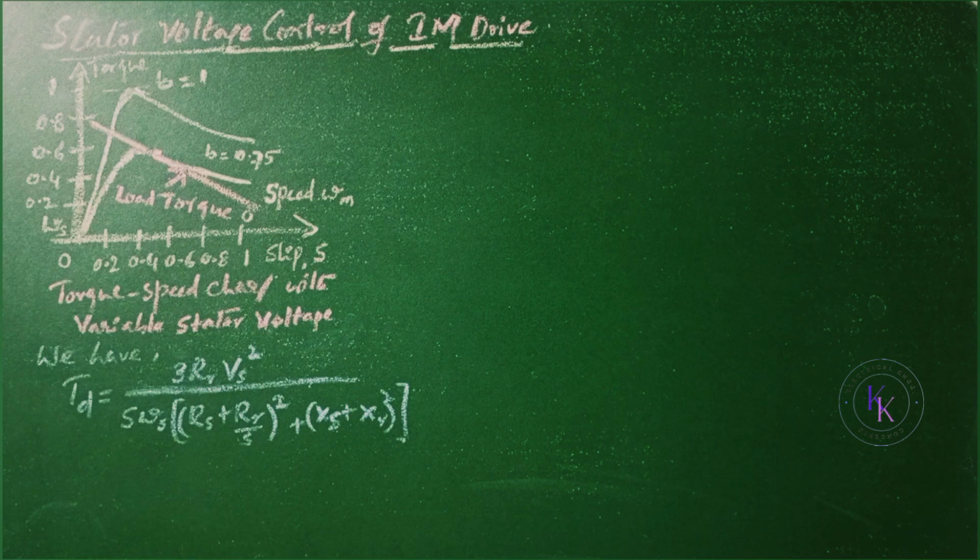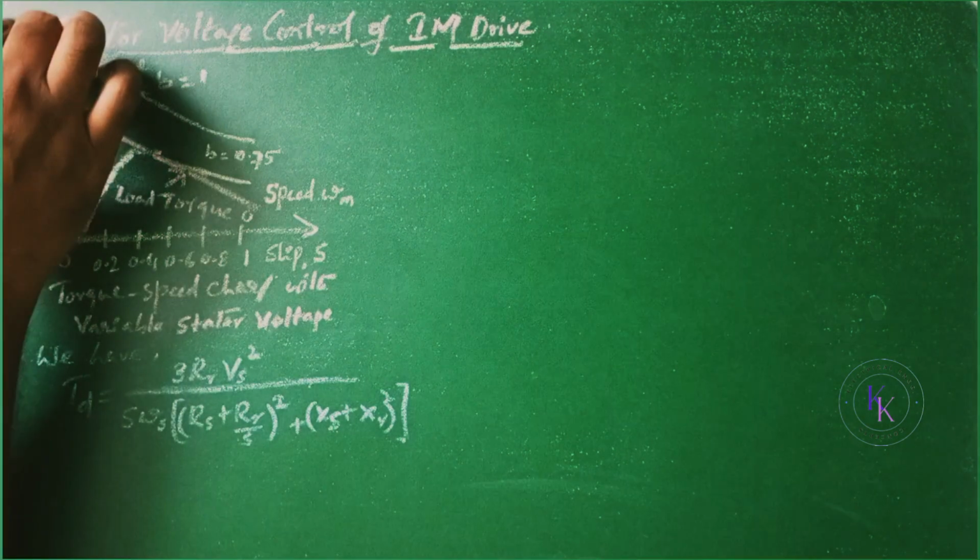Stator voltage control of an induction motor drive. As we've seen, the speed and torque of an induction motor can be varied by one of the following means, that is techniques, in which the stator voltage control of an induction motor is the first one.